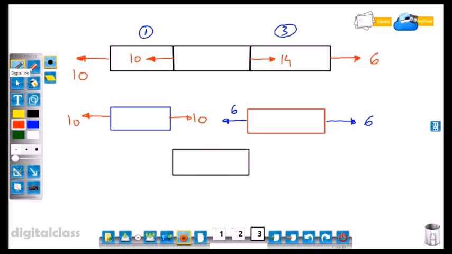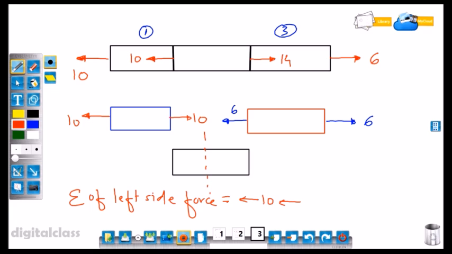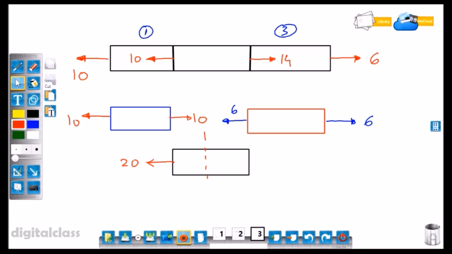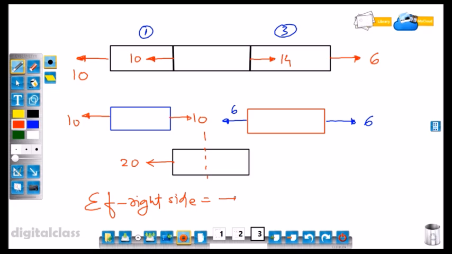Then the second section, that is the middle section. Here is the same condition, that is, the summation of forces acting along the left side must be equal to the right side. That's why the summation of left side forces is 10 plus 10, that is 20 acting towards the left. Similarly, the summation of forces acting towards the right side is plus 14 plus 6, which is equal to plus 20, that is 20 acting toward the right.